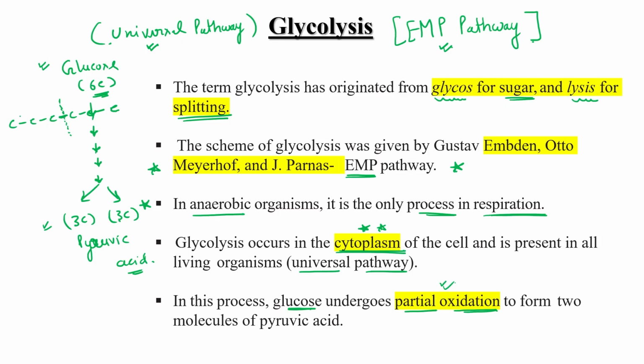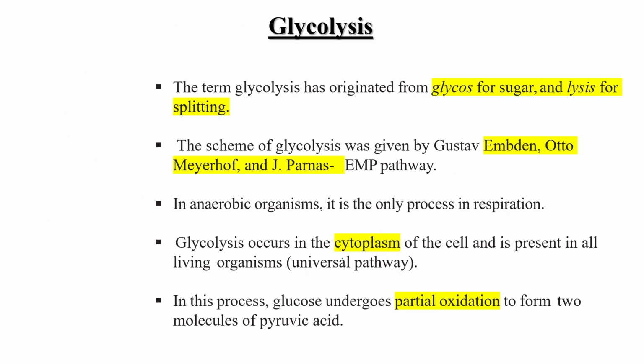If breakdown of all the bonds occurs, that time we can use the term complete oxidation, and complete oxidation requires mitochondria, because other pathways after glycolysis, like the Krebs cycle and the electron transport pathway, require mitochondria. Okay, clear? So that's why we can use the term partial oxidation. Partial oxidation of glucose occurs in glycolysis.